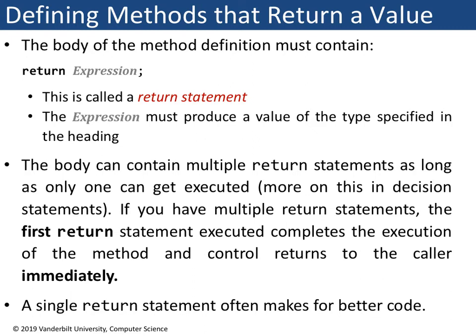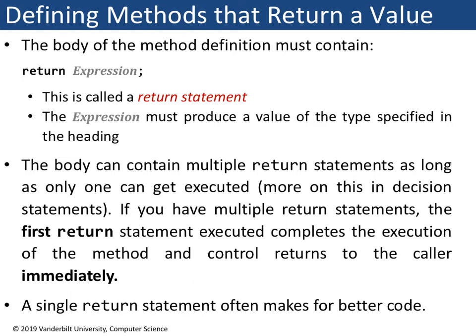Now, one thing that we will discuss further in a moment is each method that returns a value must be declared with a type so that the compiler knows what data type the method will return. Therefore, the expression that you define in the return statement must produce a value. It must evaluate to a value of the type which was declared in the method declaration.